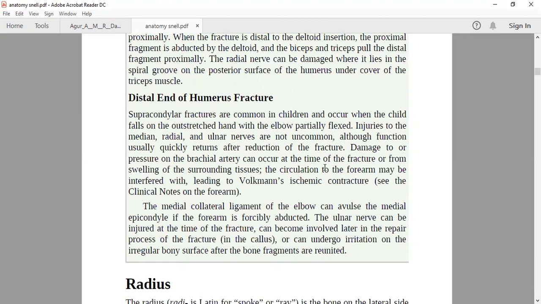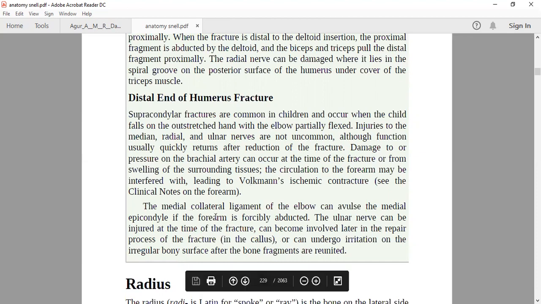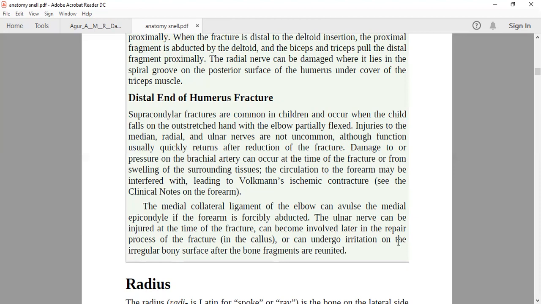Damage to or pressure on the brachial artery can occur at the time of fracture or may result from swelling of the surrounding tissue. The circulation to the forearm may be interfered with, leading to Volkmann's ischemic contracture. The medial collateral ligament of the elbow can avulse the medial epicondyle if the forearm is forcibly abducted.